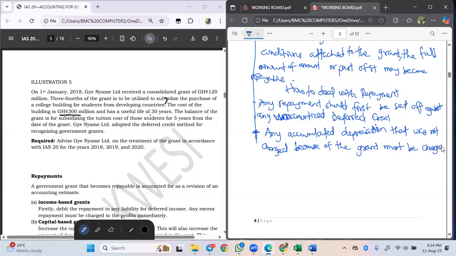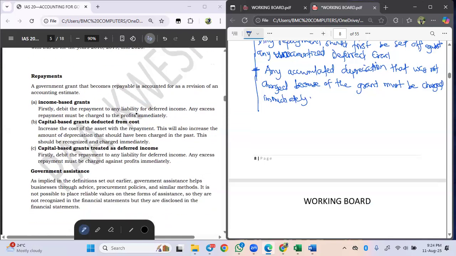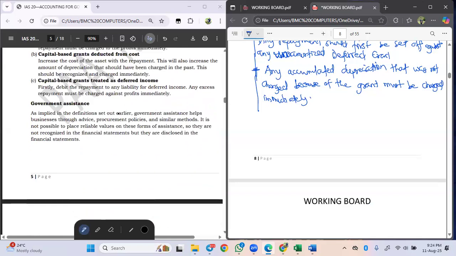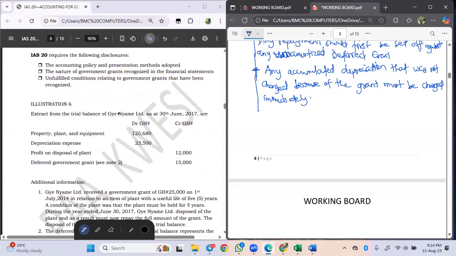So if you've spent 2.5 years within the grant and you fulfill the conditions, you have to charge depreciation right from the first year of the asset. We call it extra depreciation. So these are some of the methods: income based, capital based, grants, and all that. But that's not a big deal. I've summarized it. When you get a note, you have to go through it.